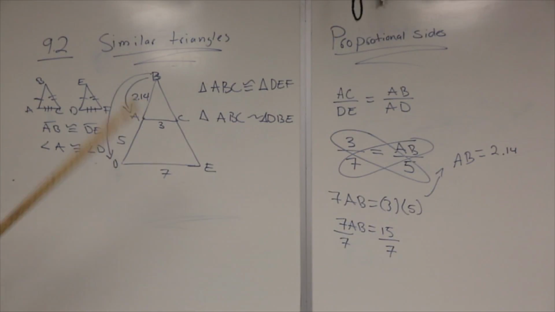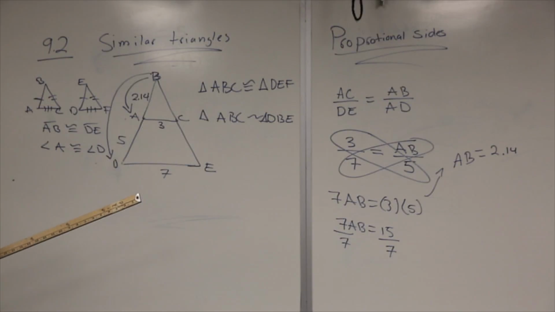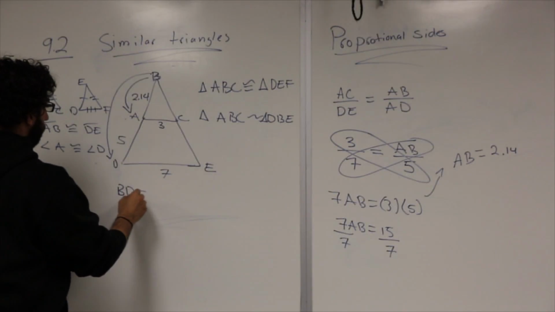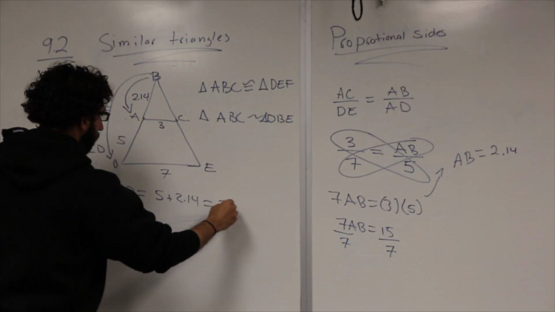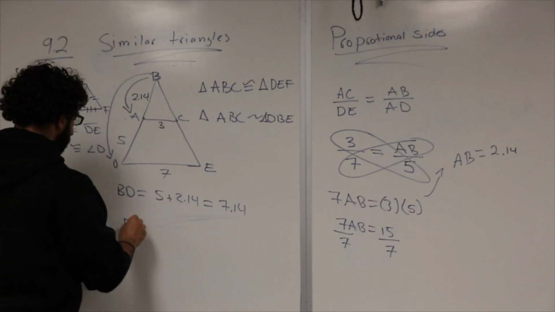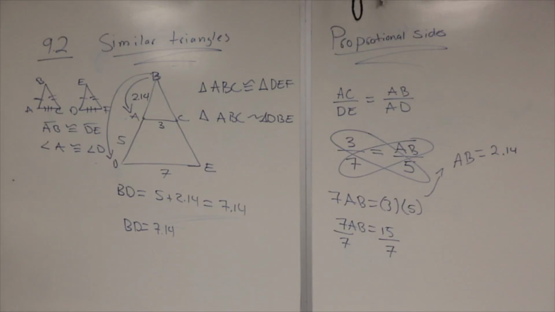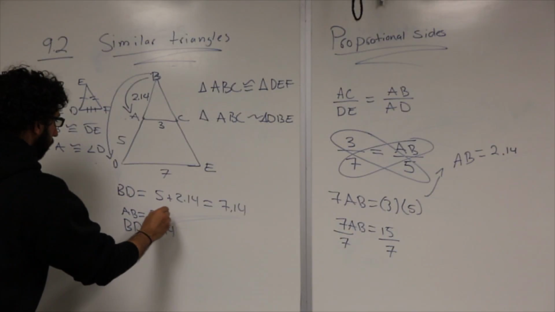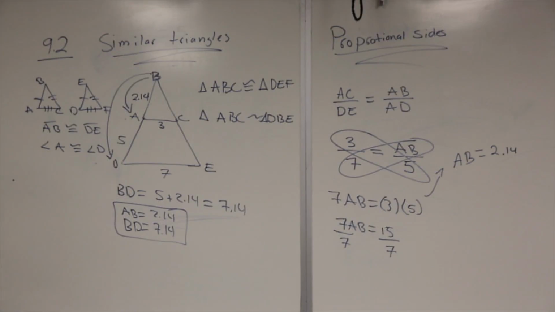Now, we found this out. We know what this is. So we can figure out what BD is, right? BD is going to be equal to 5 plus 2.14, which is equal to 7.14. So BD is 7.14. So we found out AB was 2.14. And those are your answers. AB is 2.14 and BD is 7.14.